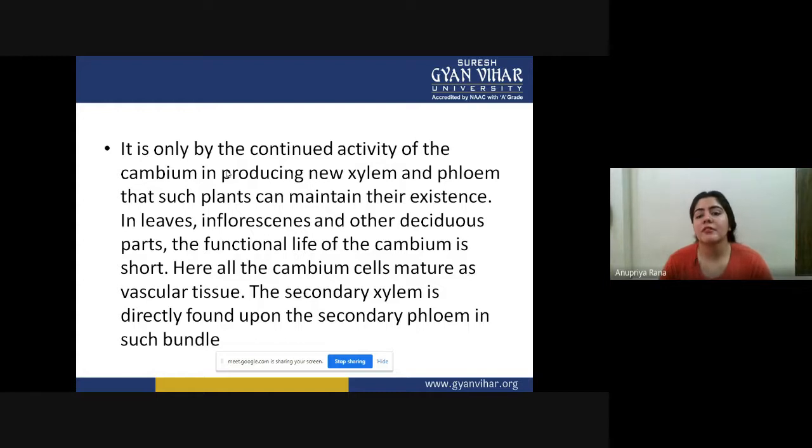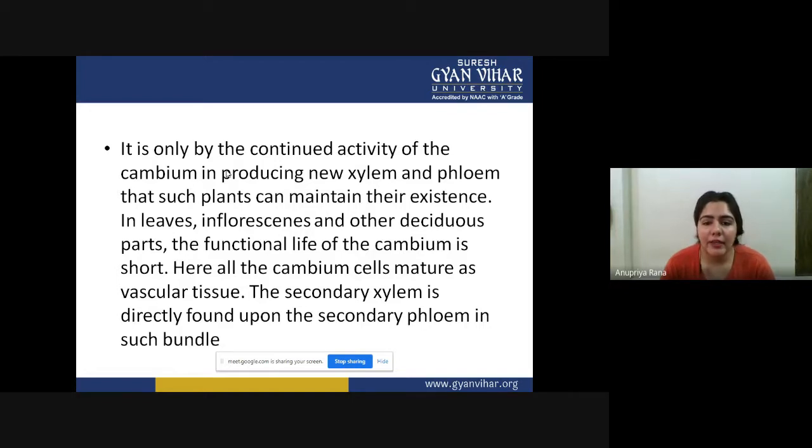They depend on the seasonal activity. When we study the seasonal activity, we will be clear about how they make new xylem and new phloem in each and every year, so that such plants can maintain their existence. Like in leaves, inflorescence, and other deciduous parts, the functional life of the cambium is short. In the stem, the life of the cambium is very long.